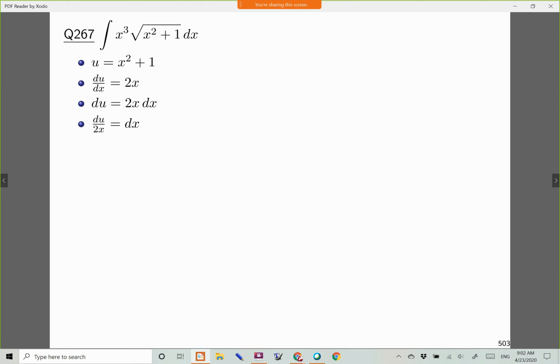Let's just pause for a moment, see if we're okay with u. I have u is equal to x squared plus 1, based on looking at part of the problem up there. And then in the end, after computing a derivative and solving for dx, I have du over 2x is equal to dx.